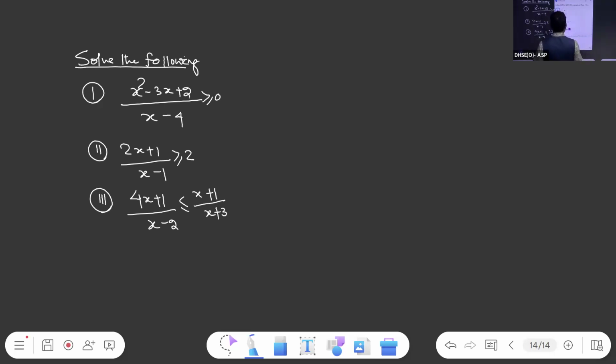One to 2 union 4 to infinity. All the critical points are included. Gayatri, 4 should not be included because 4 is in the denominator. If you include 4, then the denominator will be 0. If in a rational expression the denominator is 0, then it is undefined. So you should put an open symbol before 4.